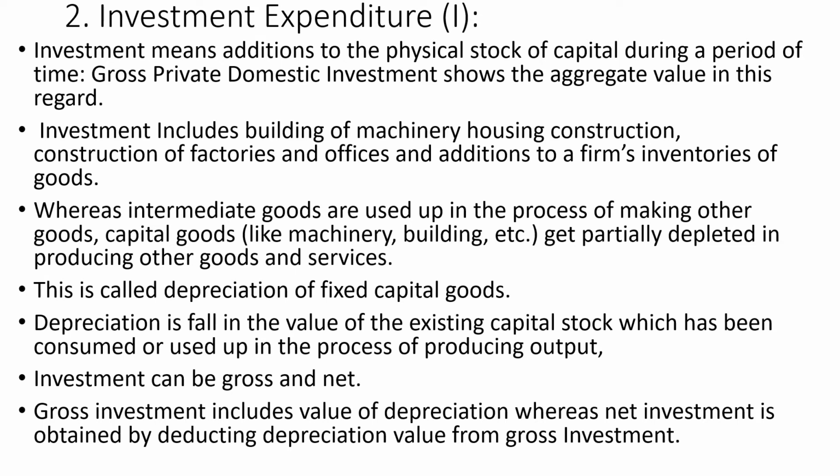Capital goods get partially depleted in producing other goods and services. This is something we know, right? This particular process is known as depreciation of fixed capital goods. That means wear and tear of goods when they are involved in the production process. Depreciation is the fall in the value of the existing capital stock which has been consumed or used up in the production process, that means the process of producing the output.